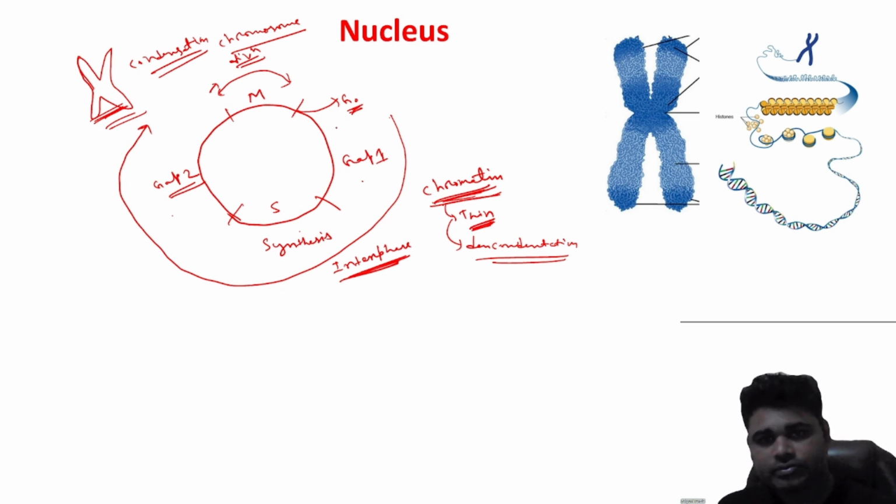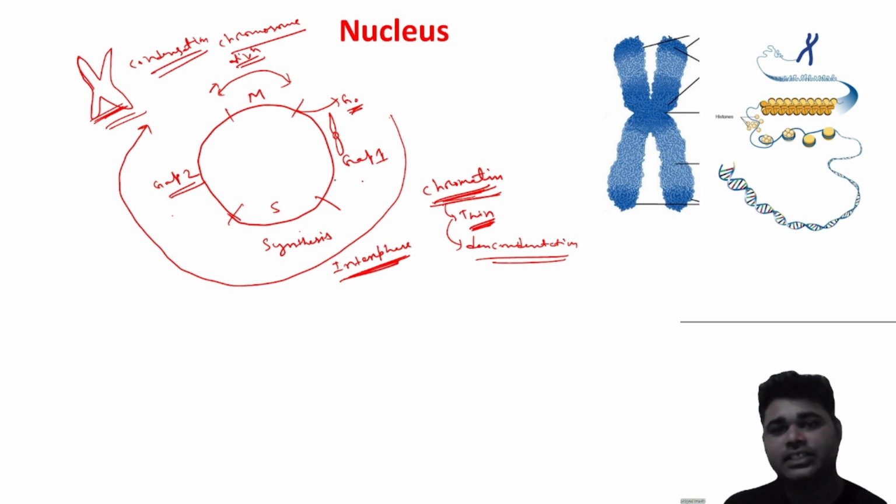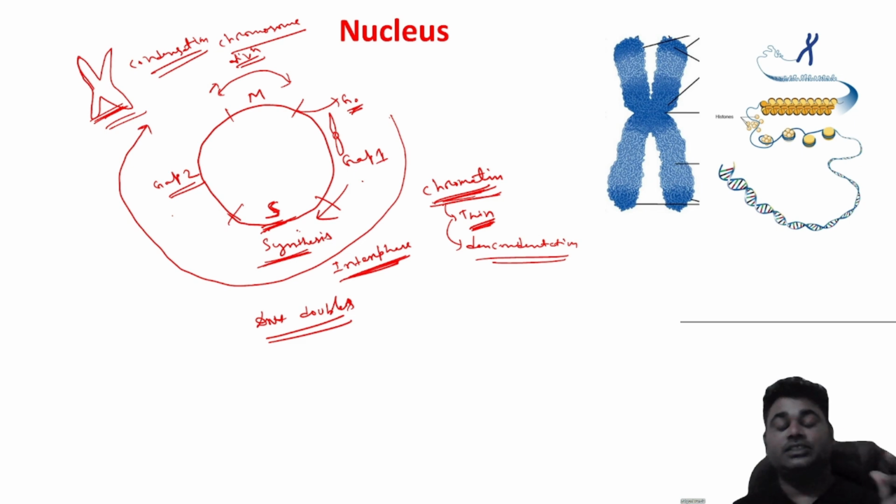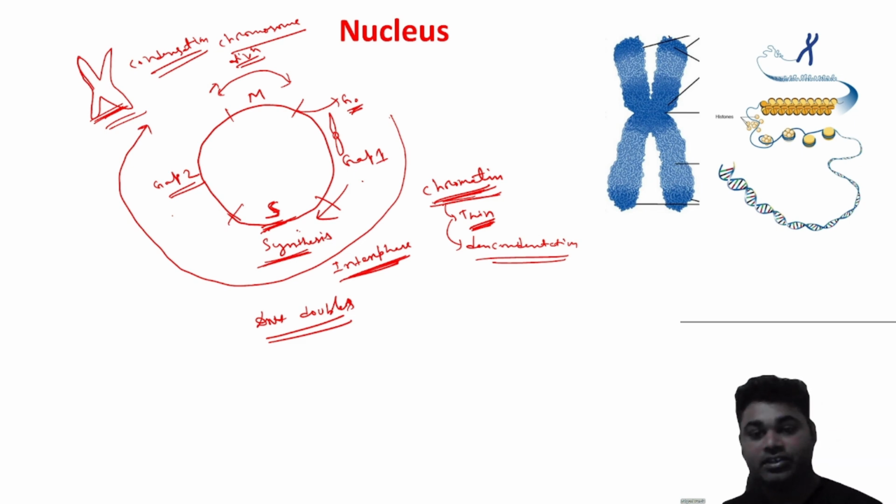So now look at the structure at the gap 1. The chromatin structure is like that. Okay. In the S phase, or the synthesis phase, the number of the DNA doubles. That's why it is called the synthesis. That means here the synthesis of the DNA occurs. That means the number of the DNA doubles.